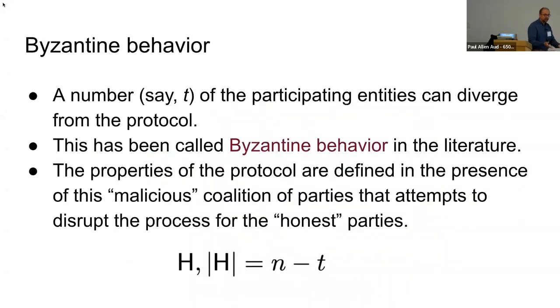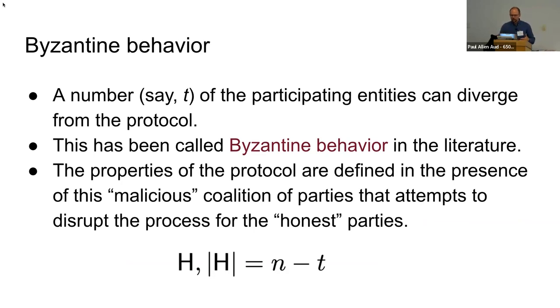Now, what makes this interesting? Some of these parties do not necessarily follow the protocol. They diverge. Classically, the assumption is that we can bound the number of such parties by a certain parameter, T. This has sometimes been called Byzantine behavior. The parties are Byzantine in the sense that we have no guarantees about what they do. This is not just a failure, like crashing and not sending messages, but potentially they are hacked and doing something completely arbitrary.